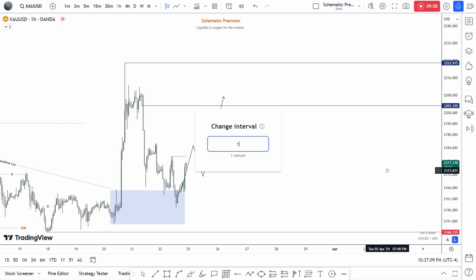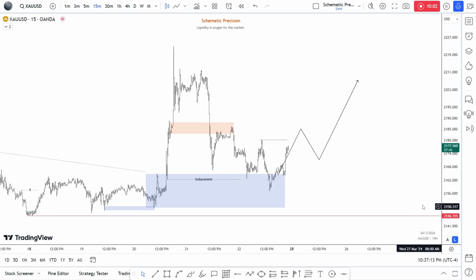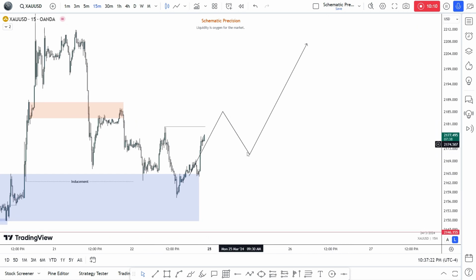So this is on 1 hour going onto the 15. It's absolutely the same thing. Any break above this high, followed by a pullback, we'll look for buying opportunities.